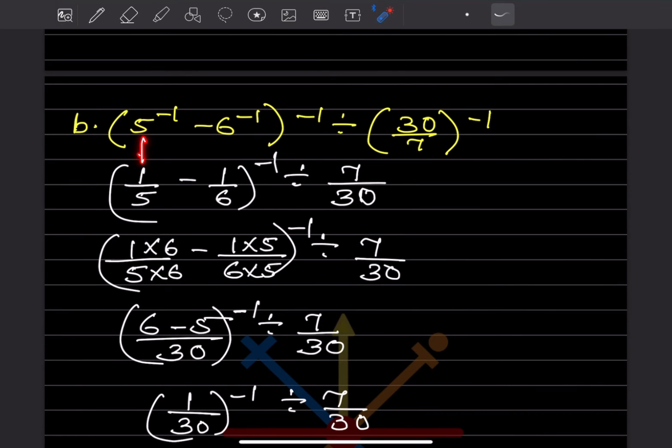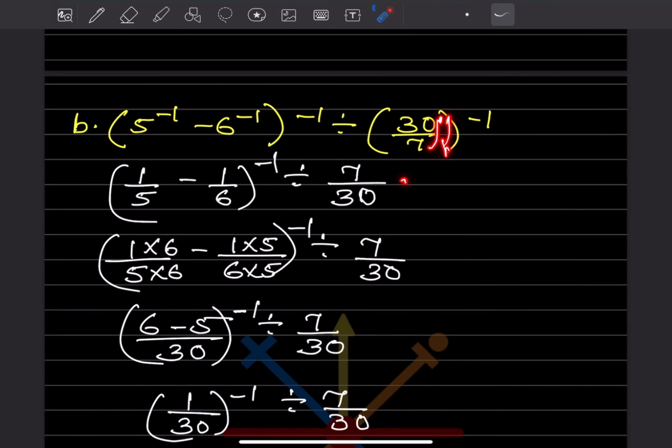Same here, this is going to be 1 by 5, this will be 1 by 6. First we are not going to change this sign, we'll change it at the last. Because there are two terms over here, let us not change the sign first, because we have just made it 1 by 5 and here 1 by 6, and this will change because there is only one number.